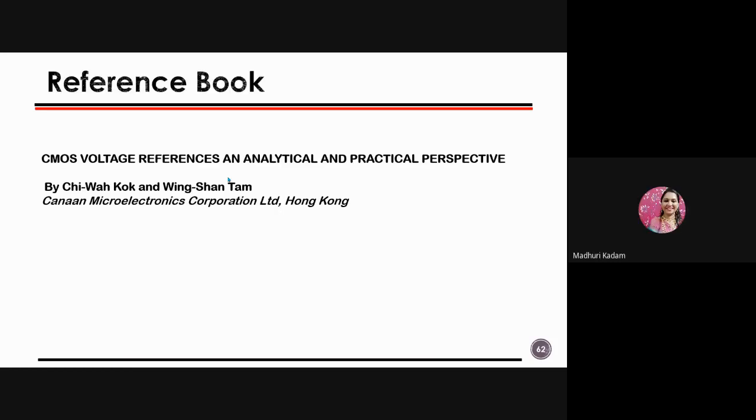Here, the reference book I have used is CMOS Voltage Reference: An Analytical and Practical Perspective. Major content for this presentation I have taken from this, so many times I have not put the reference below the circuit diagram, but if you find this book, you can find the reference in this book itself, right? So you can go back and study those circuits in depth.